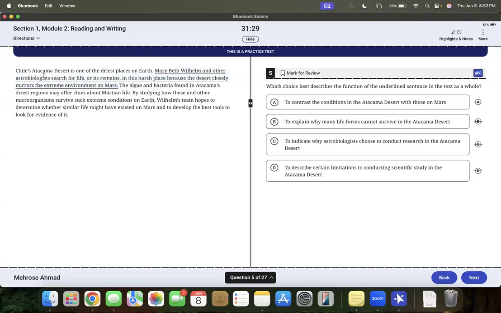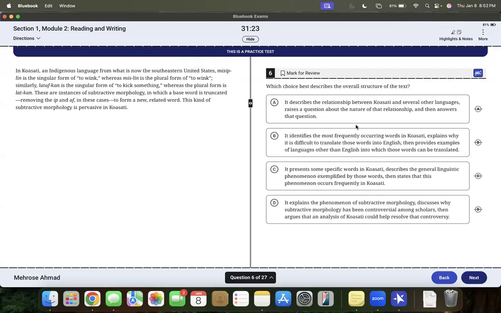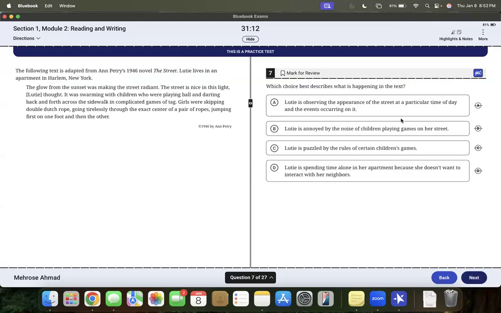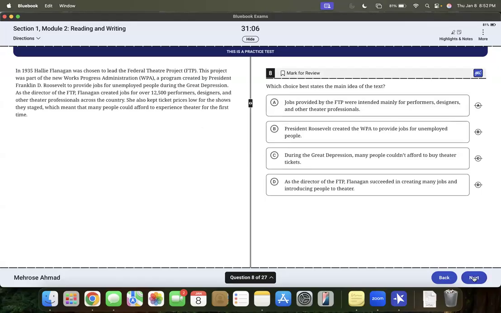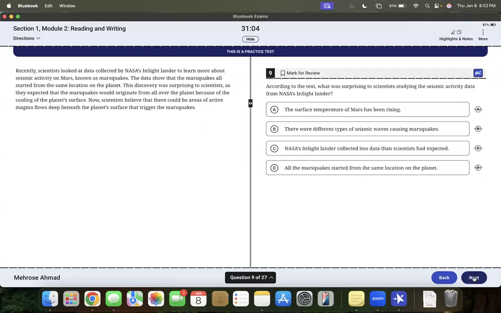So in order to understand this, you need to understand what the whole passage is about and how this detail particularly is relevant. Overall structure. So again, this is kind of understanding how we go from one idea to the next. So there's slightly different types of questions here. What choice describes what's happening in the text? This is like a main idea question. We've seen these already.